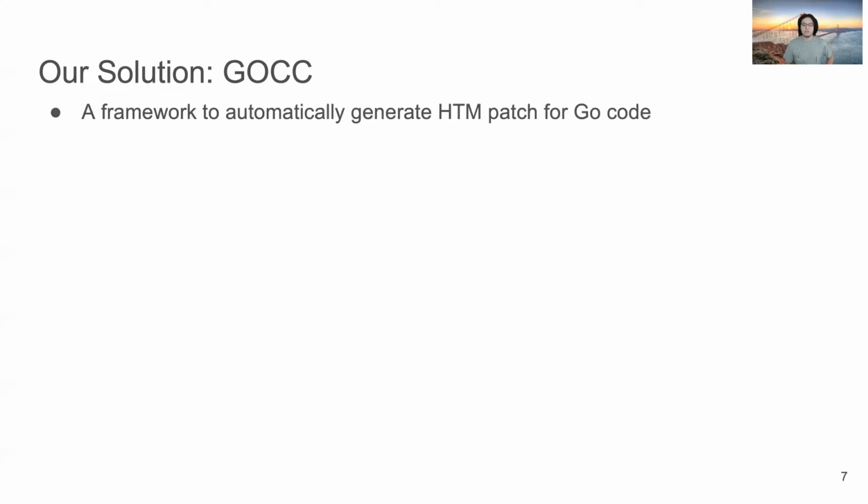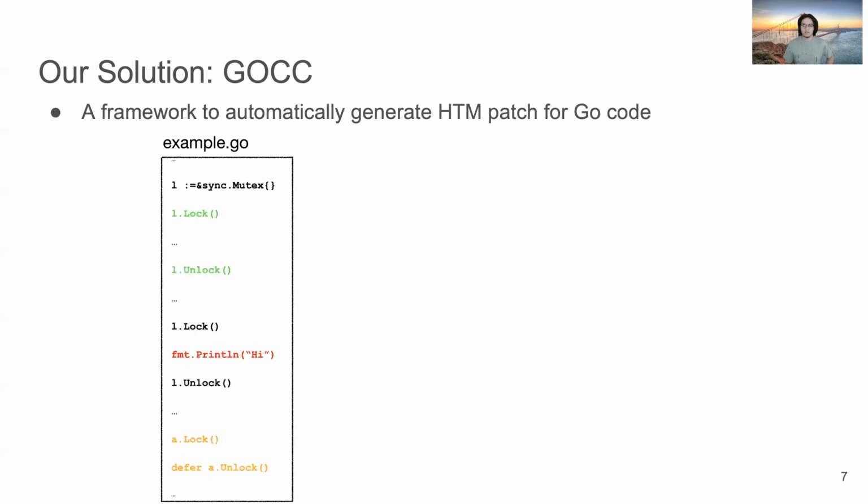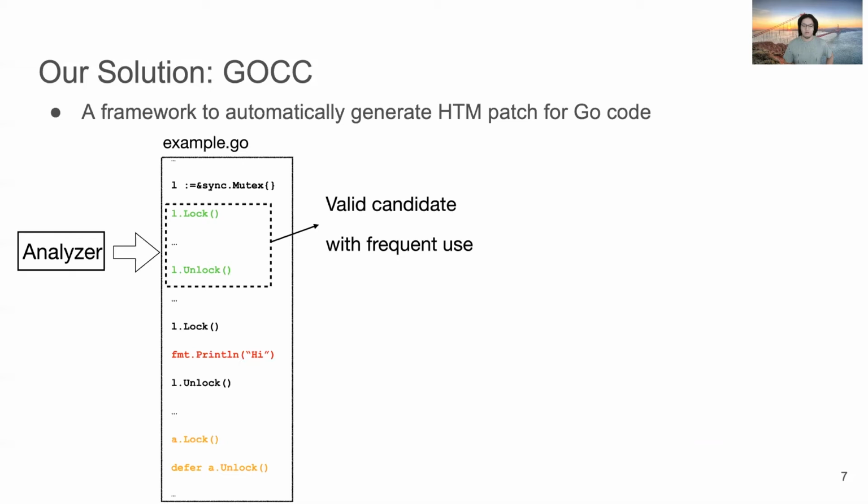In this work, we present our solution named Gocc, which stands for Go Optimistic Concurrency Control. Gocc is a framework to automatically generate HTM patches for Go code. Consider the given example input, example.go, which has some use of Mutex locks. Gocc has an analyzer to tell us which locks we should replace with HTM and which locks we should leave untouched. For example, this green region contains a lock, and maybe the analyzer will say, okay, it's a valid candidate, and we can replace that.